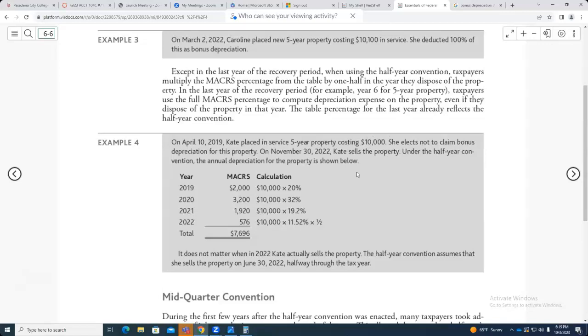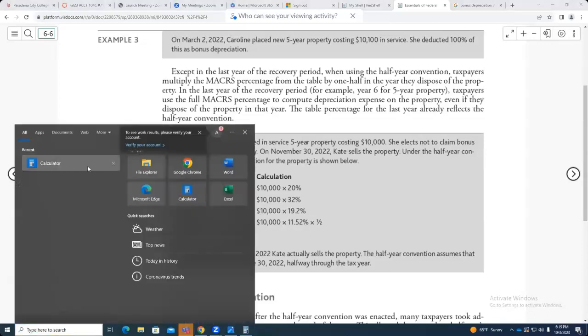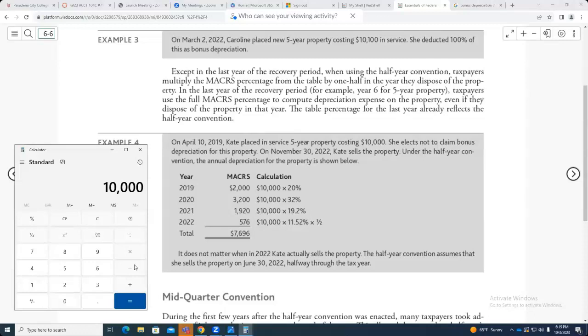Now, the original cost of $10,000 minus $7,696, how much is it? $2,304. Now, if Kate sold this property, anything above $2,304 is a capital gain, long-term capital gain, because it is more than 1 year. So if she sold this property below $2,304, then it's a long-term capital loss. Make sense? And the person who bought it, their basis would be whatever they paid.